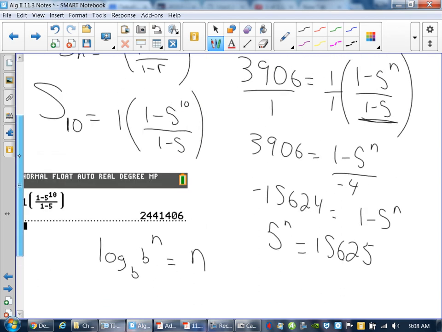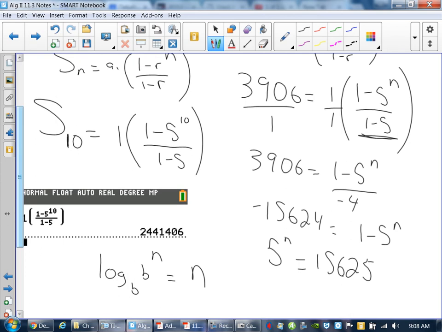What did you do with the negative 4? I multiplied. I just multiplied here by -4 and here by -4, and that's why I got that. But don't you have to multiply the 1 by -4 also? No, it's 1 minus 5 to the n, all over -4.